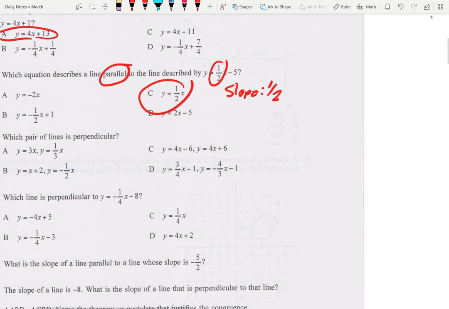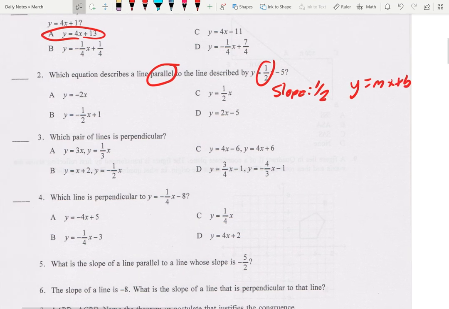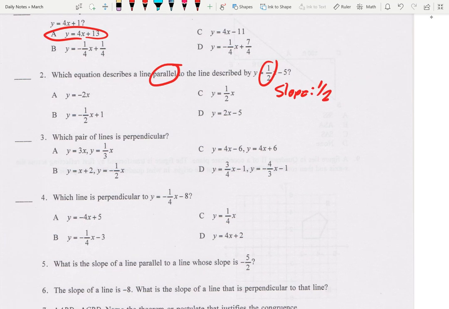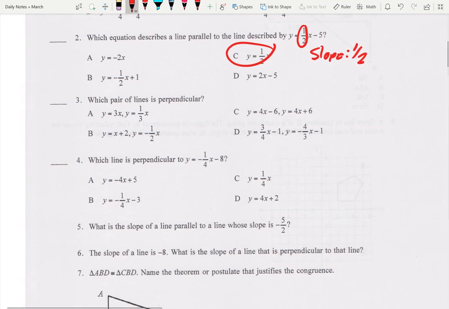But if you want to know why it's this that has no B value, essentially a B value of 0, let's work that out, right? So y equals mx plus b. The y value, it doesn't even have one, right? It's not one of those problems. It doesn't give us a point. It just says, basically a line that's parallel to this. A line that has the same slope is C. That's the only one that has a slope of 1/2, same slope as that line.